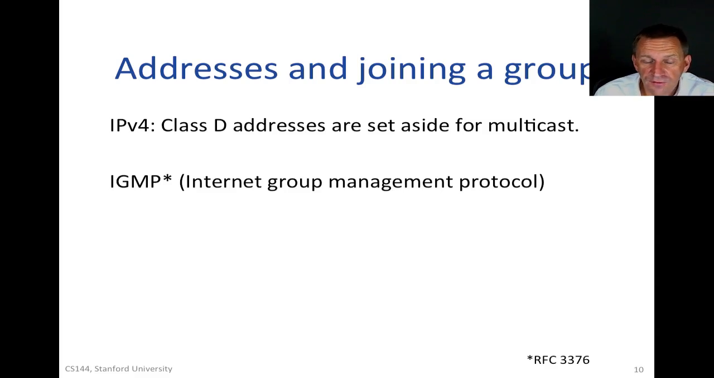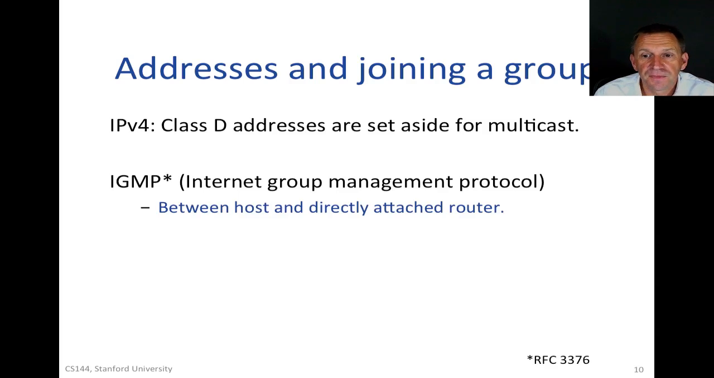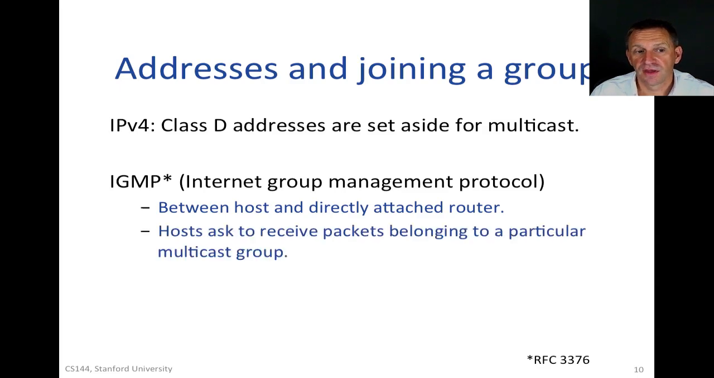We also need a way for hosts to indicate their interest in joining a group. One of the interesting things about multicast is that generally the source does not need to know who the packets are being delivered to. It's the network, it's the tree that figures that out. So each of the leaves of the tree, each of the hosts, needs to indicate an interest in receiving packets. And it does this by using IGMP, the Internet Group Management Protocol, RFC 3376. So this is a protocol that runs between the host, between an end host, and its directly attached router.